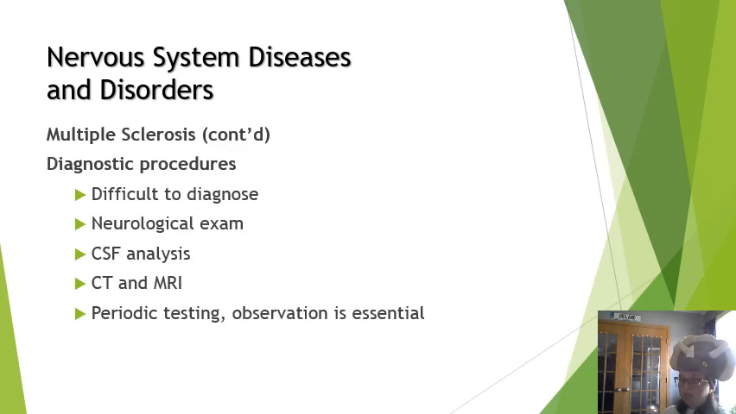Multiple sclerosis is difficult to diagnose. A neuro exam is needed. CSF is analyzed. There's usually a CT and MRI performed as well, along with periodic testing during remissions and after spells to kind of handle affected body systems. Observation is essential, and breathing can be affected in late stages.